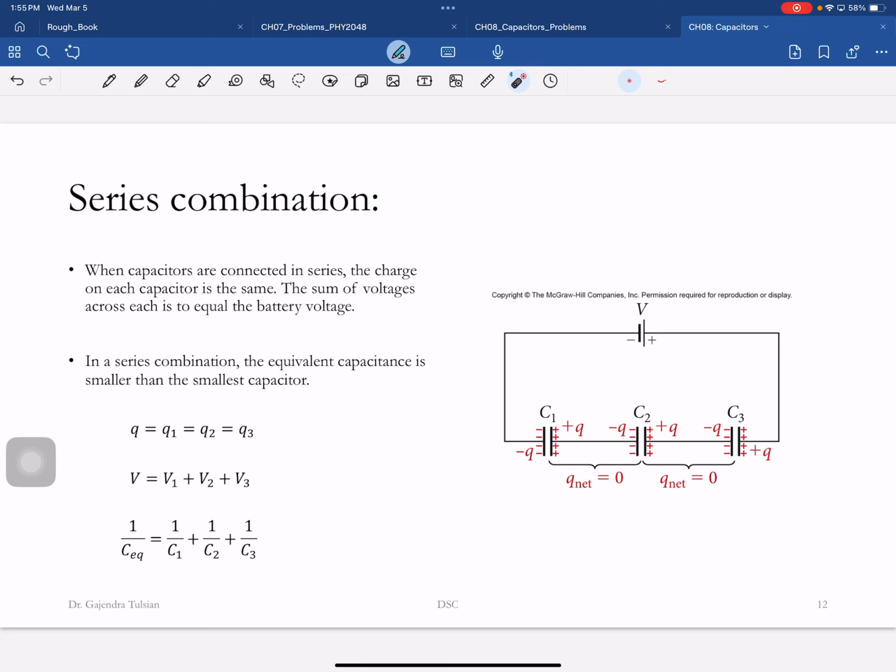Let's say you wanted 3 microfarads in some circuit, and all you had are 5 and 10 and something like that. You can connect them in series and make a smaller capacitor.